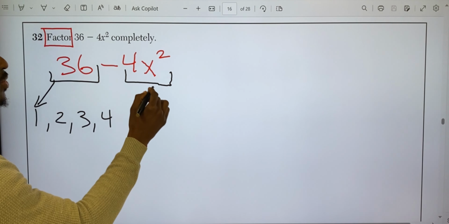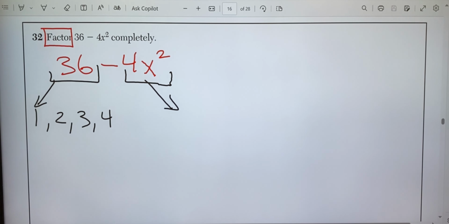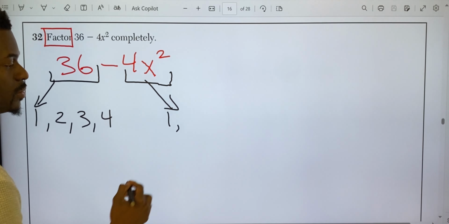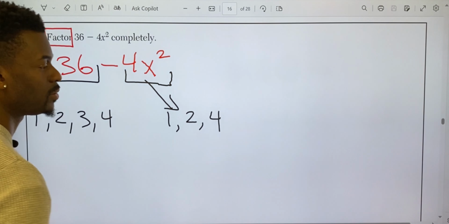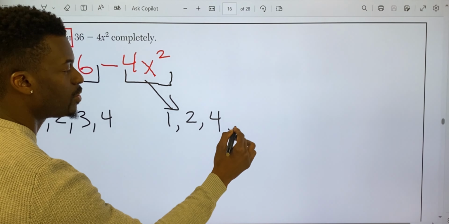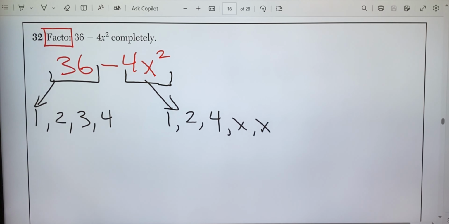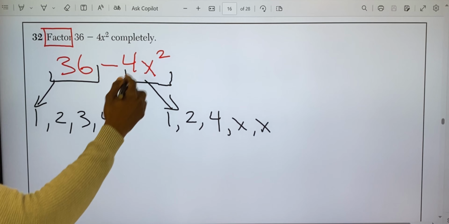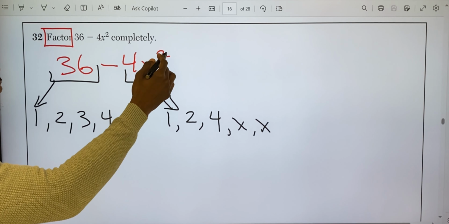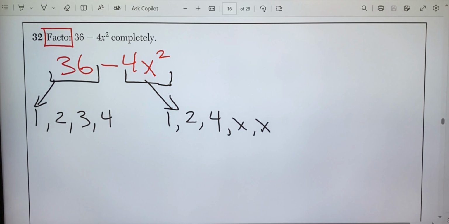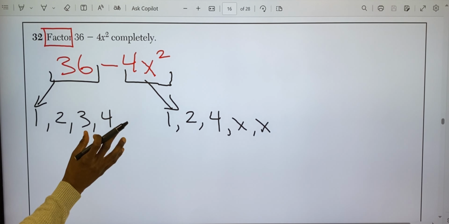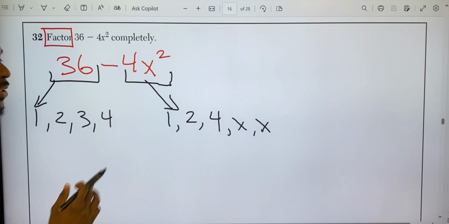Now, I go to the other side and I start writing factors. 1. What else? 2. What else? 4. There we go. And then you have x squared. So I'm just going to write x twice. Whatever exponent you saw up there, you just write. If you have a variable with an exponent, the number of the exponent is how many times you're going to write the variable.